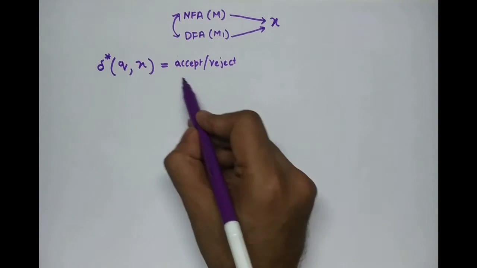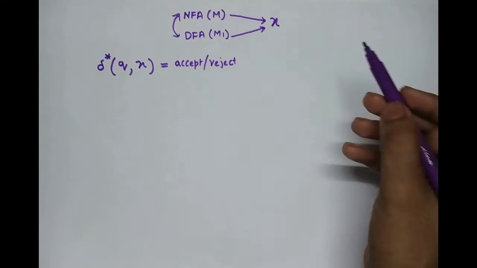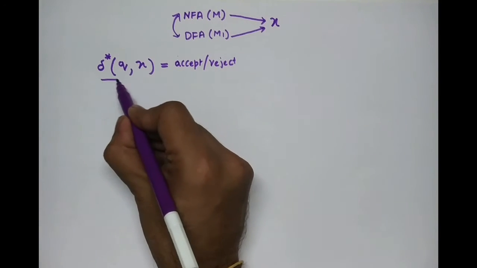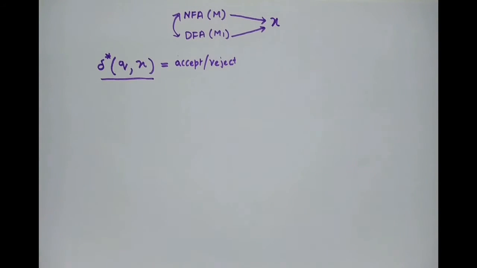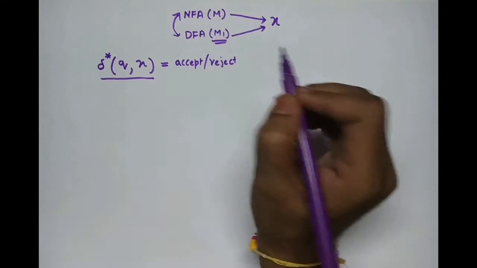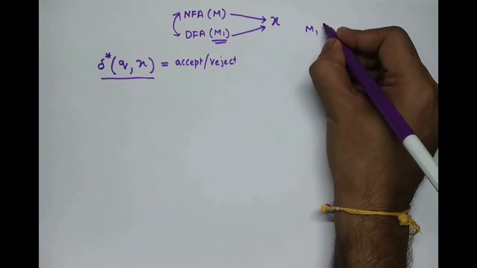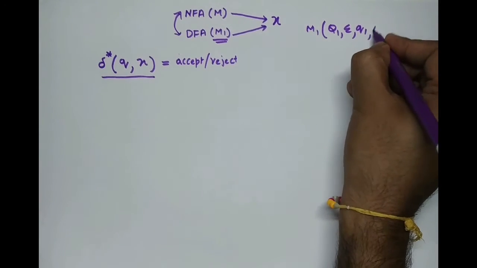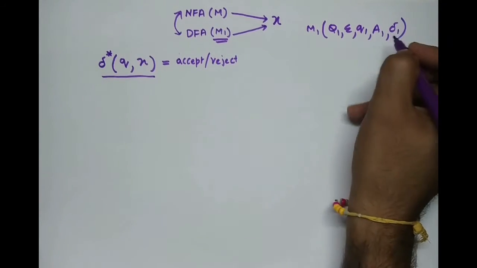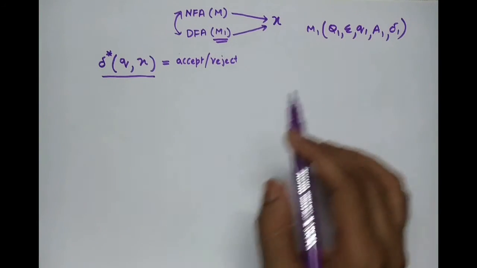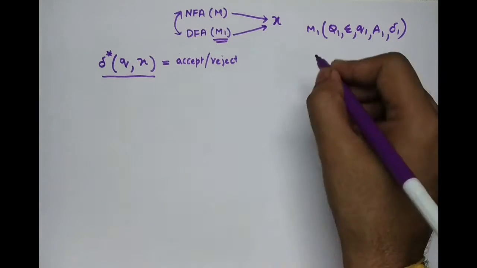And it tells whether the string is accepted or rejected based on the set of states obtained at the end. We have seen this already in the previous lecture. Now, what is the meaning of acceptance by DFA? Since M1 is the DFA that we have considered, in this M1 DFA we have Q1, sigma, q1, A1 and del 1. These are the tuples in the DFA. Let us establish what is the meaning of acceptance by DFA in this regard.